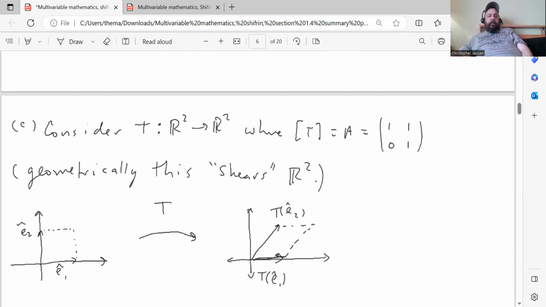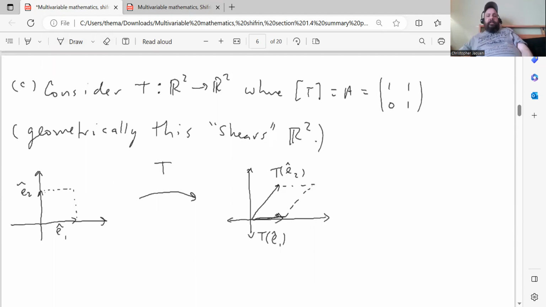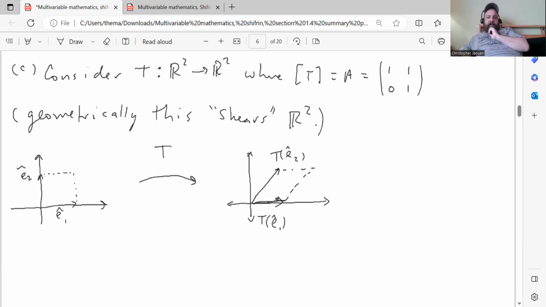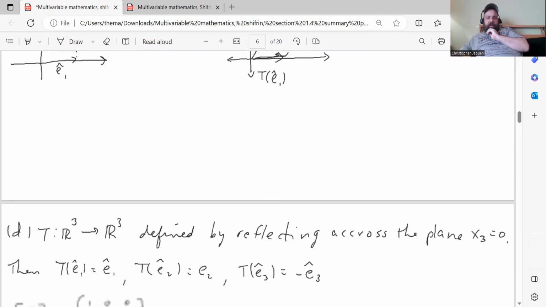Right, part C, another example of a linear map, T from R2 to R2, where the matrix for T is given by the matrix A, which has components 1, 1, 0, 1. And geometrically, what this does is it shears R2. So for example, if you look at T of E1, it stays along the x1 axis. And if you look at E2, it gets sheared in the positive E1 direction. Right, so this is called a shear. And again, you can check that this is linear, but I'll skip that because it's just a simple calculation.